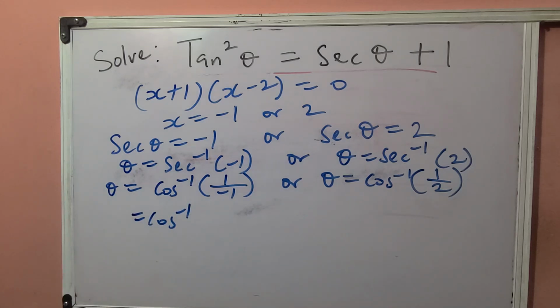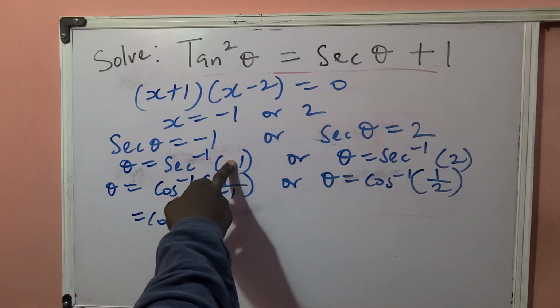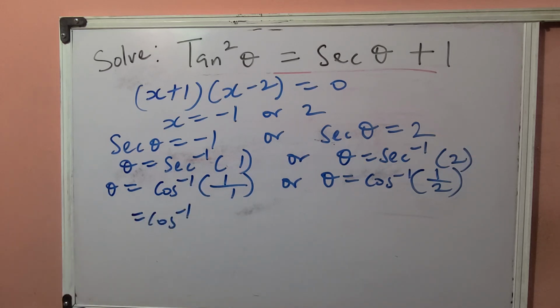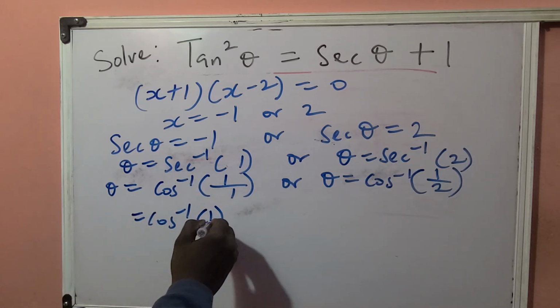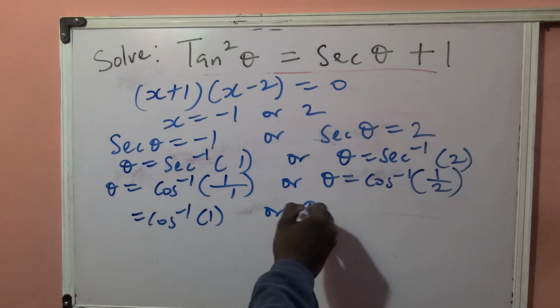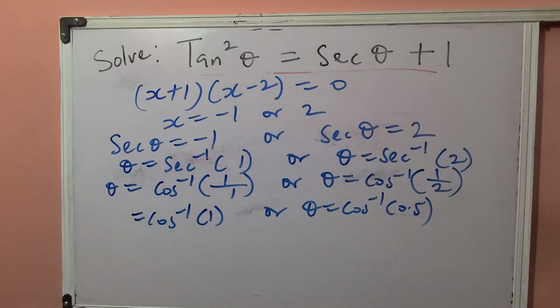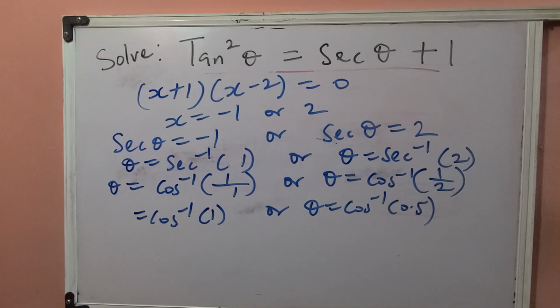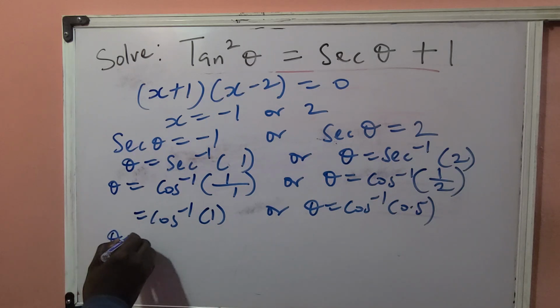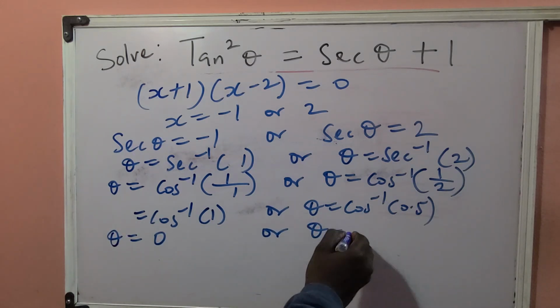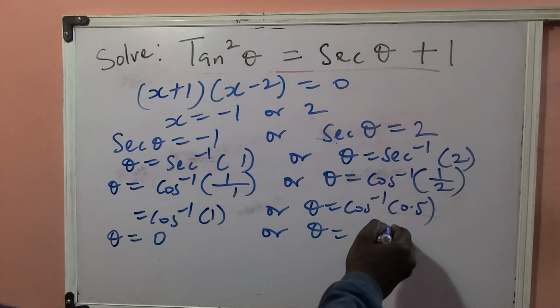Now I told you already, sorry, I'm not supposed to put the minus sign here, because when you are trying to find the angle of any magnitude, you're not supposed to have the minus there. So this will be arc cos of 1, or theta being arc cos of 0.5. So you can easily press this on your calculator at this stage. So the arc cos of 1 is actually 0. So theta here is equal to 0 degrees, or theta here is equal to 60 degrees.